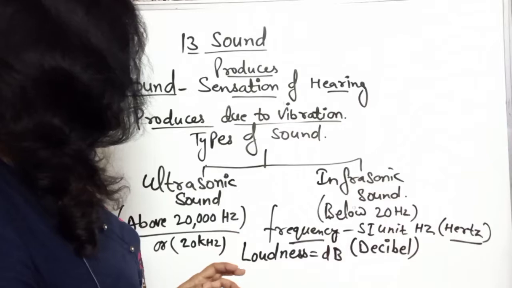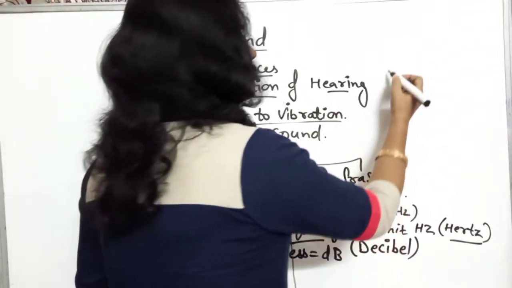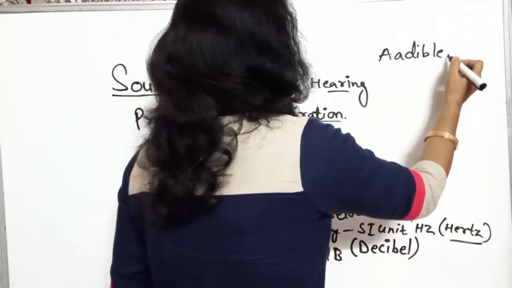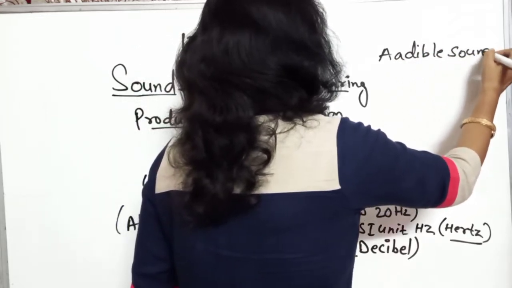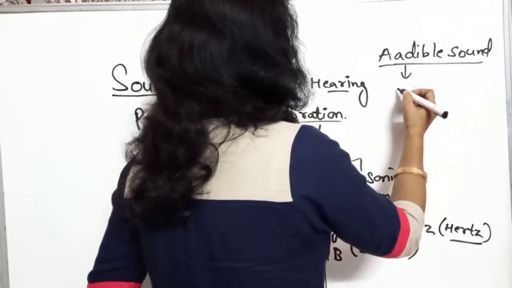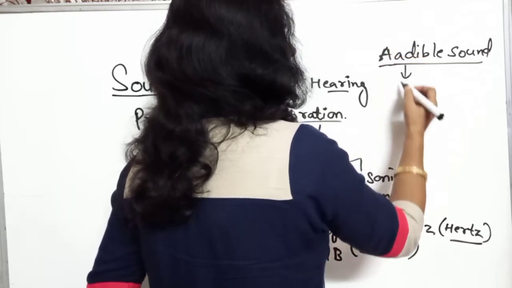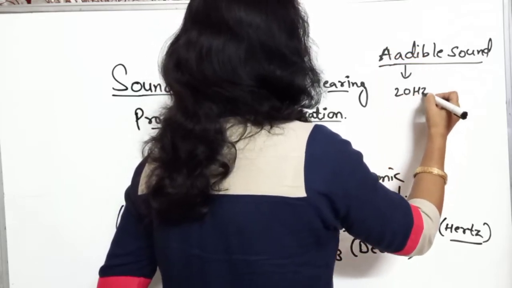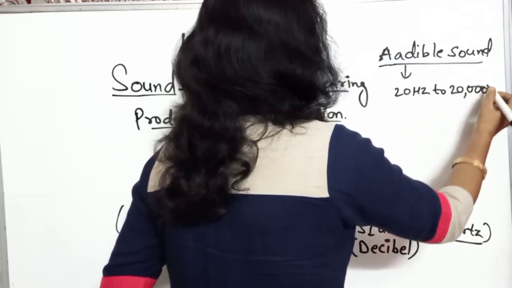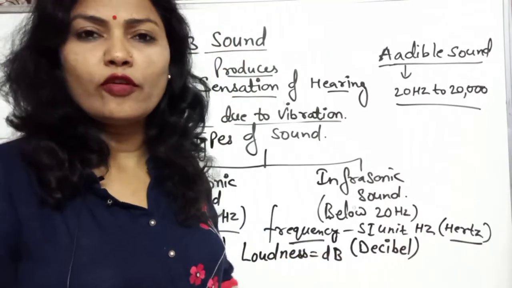So two types of sound will be there according to the range. Audible sound, audible that we can hear. Audible sound that we can hear, that range, the audible sound range, for the human ear is 20 hertz to 20,000 hertz. This is the range of audible sound.